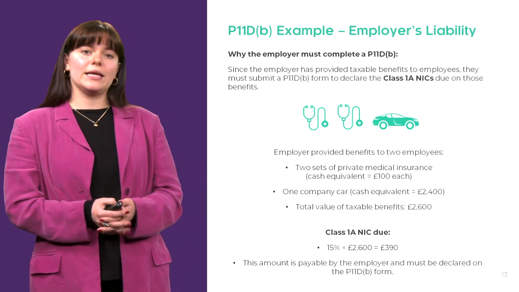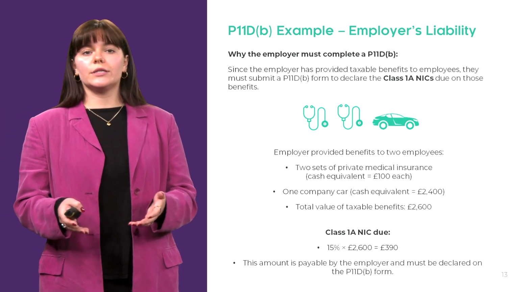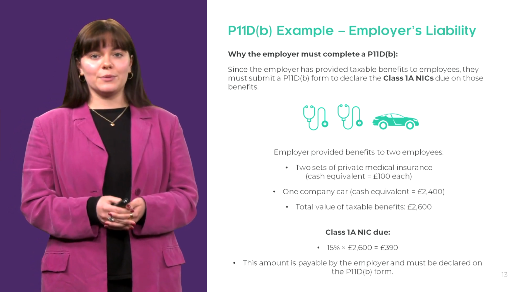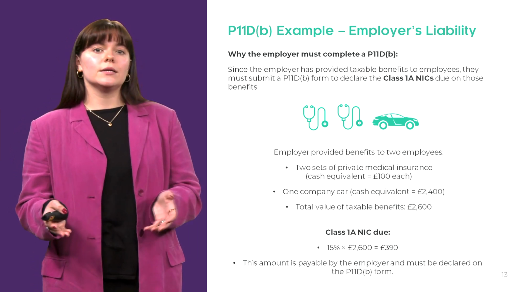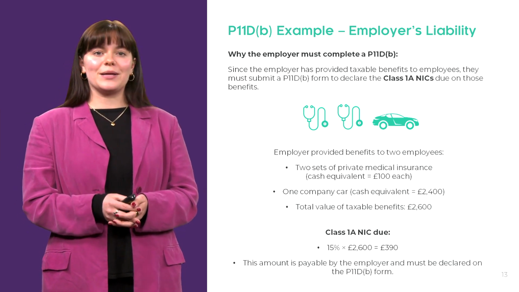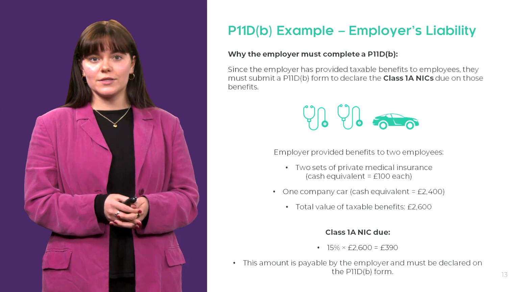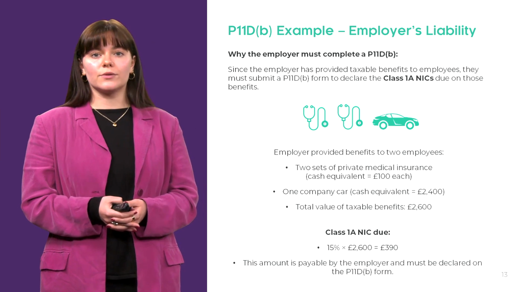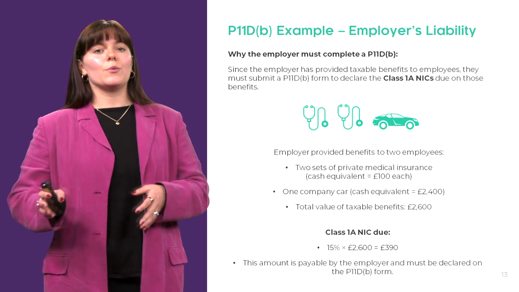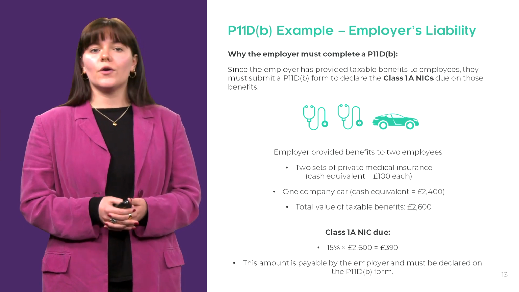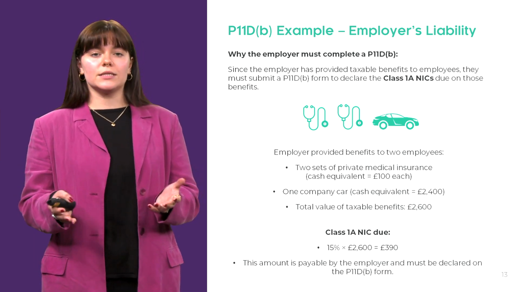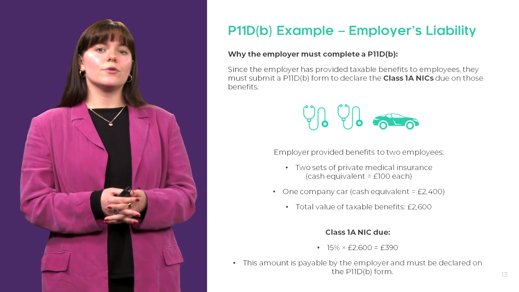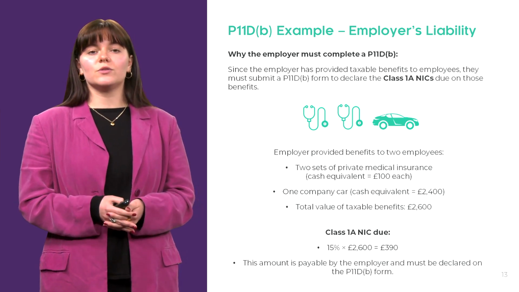So now we've had a look at the P11D forms for the employees, let's move on to the P11DB, which must be submitted by the employer as they are providing employees with benefits. On the P11DB form, the employer will have to enter the total benefits liable for Class 1A national insurance. For this example, the total value of the benefits provided is £2,600. This is for 2 medical insurance and 1 company car benefit. Therefore, the total Class 1A will be 15% of this value, so £2,600 at 15%, which will be £390 using the 2025-26 rates.